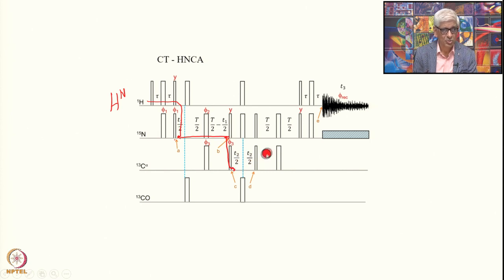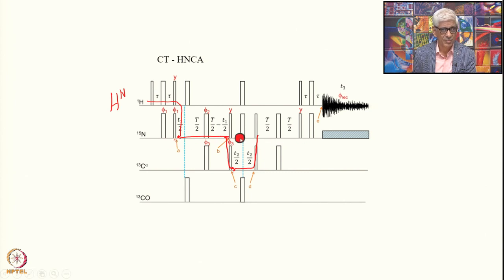T2 by 2 and T2 by 2, so the total is T2. This is again an incrementable time period. What is the chemical shift labeling here? If there is an incrementable time period, it means there is a chemical shift labeling; that frequency is getting labeled during that evolution. So during the T2 period, I have this C alpha getting labeled. In the T1 period, N15 is getting labeled, and during the T2 period C alpha is getting labeled. Now from here it flows and then goes to nitrogen again, and during the nitrogen there is no labeling here. So this is the constant time again.